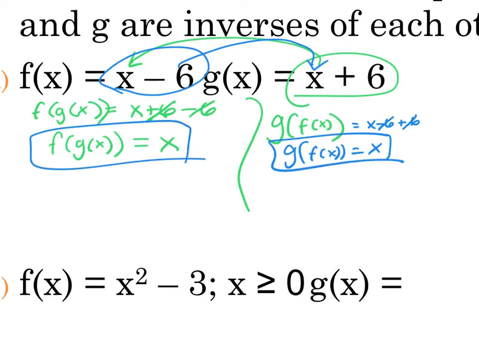If the question says, are they inverses of each other? Now you're checking to see that they're both x's, and if they're both x, then it's a yes. If they're not both x's, it's a no. So those are the two different kinds of questions on this part, like verifying and are they.